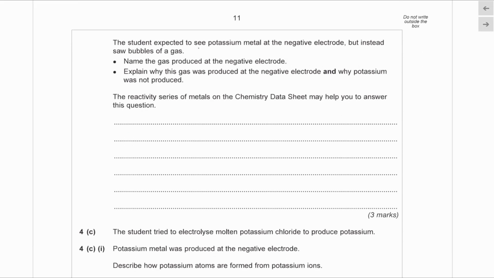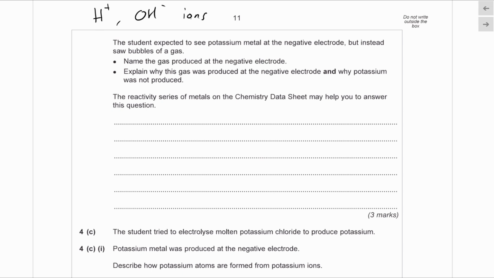It says the student expected to see potassium metal at the negative electrode, but instead saw bubbles of gas. Name the gas produced and explain why the gas was produced and why potassium was not produced. The reactivity series of metals on the datasheet may help you to answer this question. Alright, and now you should know that if a metal is really reactive, okay, and you have a solution, the solution is going to be dissolved in water, and so you also have H+ and OH- ions, alright? So in aqueous solution, you've got those ions as a result of water.